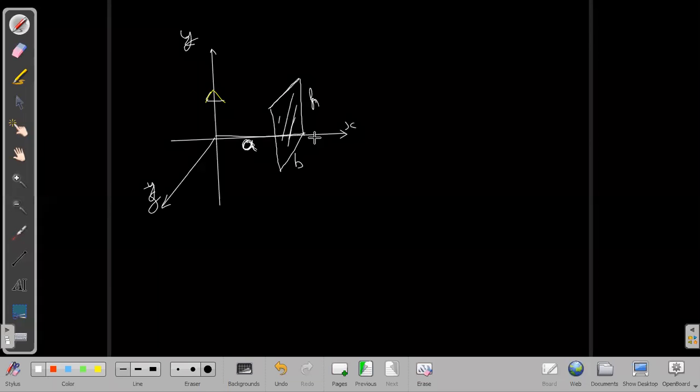Let us say this point is at a comma 0 comma 0. This point, you can find out what its coordinates are. It has coordinates a comma 0 comma b. This will have coordinates a comma h comma 0. What flux passes through this rectangular lamina?